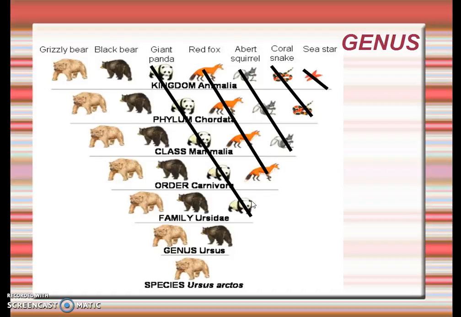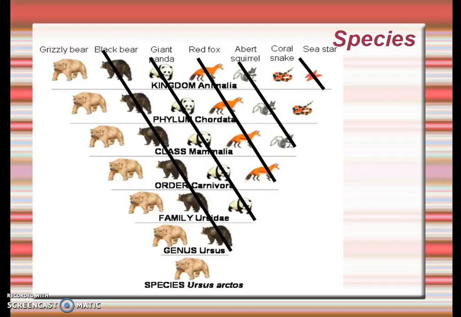Ursus is our next factor in genus. And this literally means bear. However, it's specific for a black bear, a brown bear, and a polar bear. So bye-bye giant panda bear. And now we move on to species. Our species is Ursus arctos, which means brown bear. And this is the scientific name for a grizzly bear.